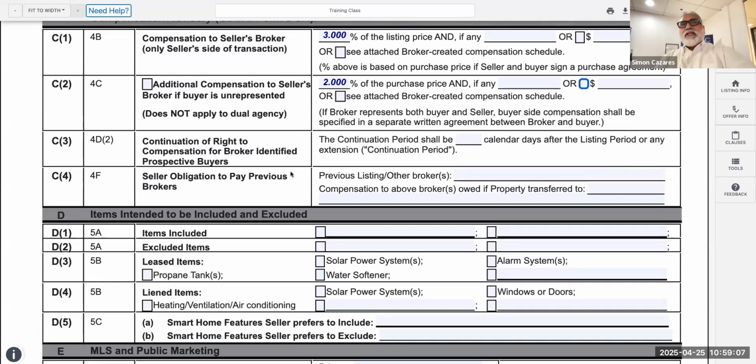Okay, never, never, never leave it blank. Always put a number. I typically put 120 days. The reason is you just never know if this buyer goes sideways and ultimately goes behind you, and you want to protect yourself.